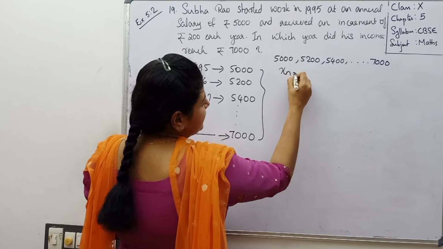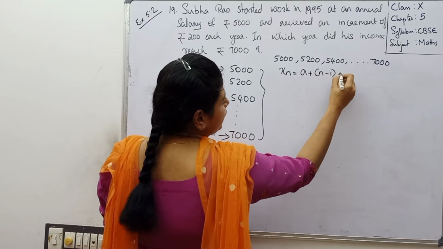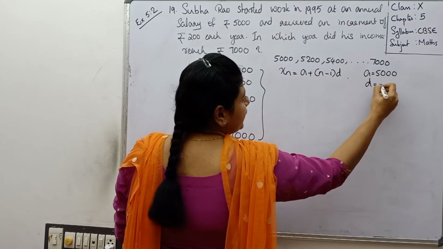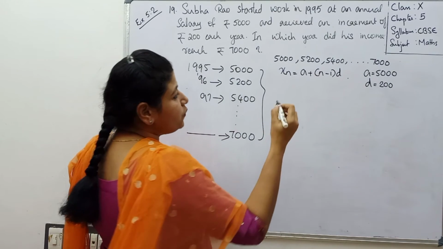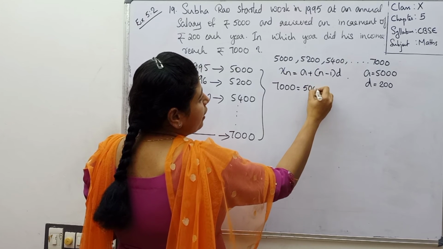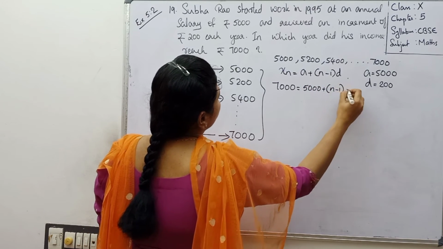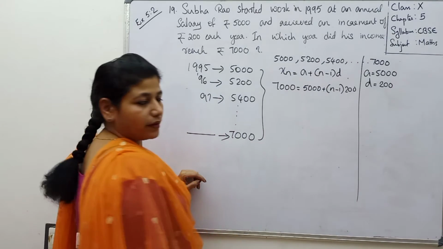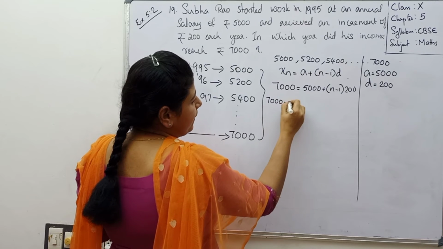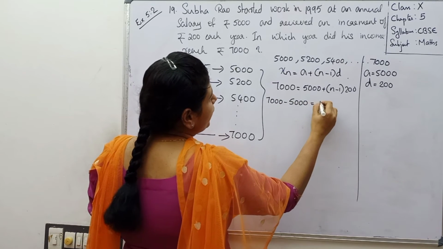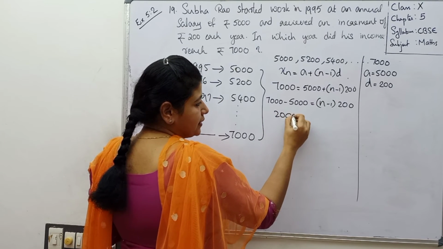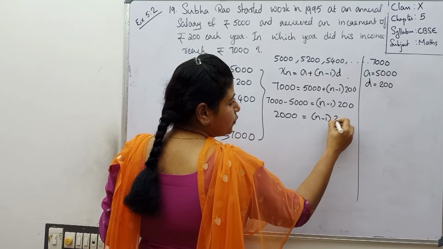So we know the formula xn equal a plus n minus 1 into d. So in this case a is 5,000. Okay, what about d? D is 200. And we know this xn as 7,000, which is equal to 5,000 plus n minus 1 into d is 200. Okay, now we can take this 5,000 to this side. 7,000 minus 5,000 equal n minus 1 into 200. So you'll get here 2,000 equal n minus 1 into 200.